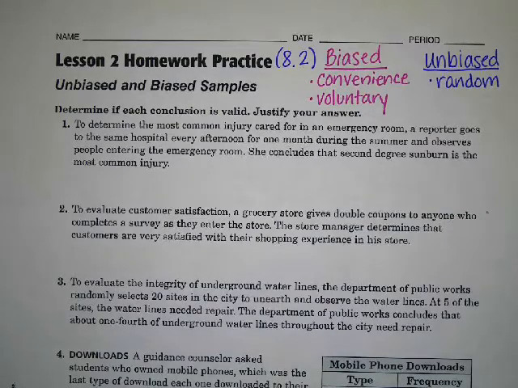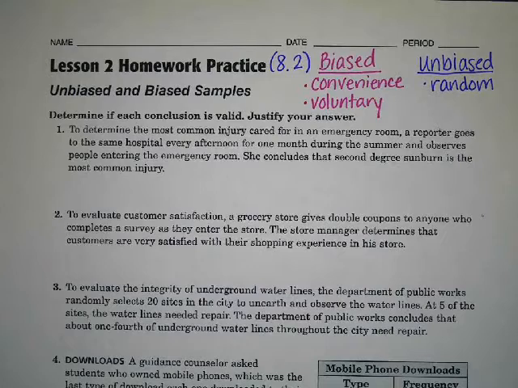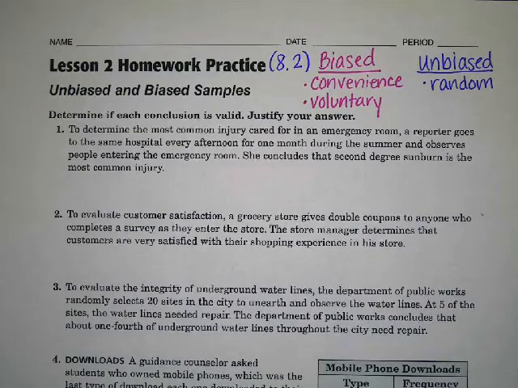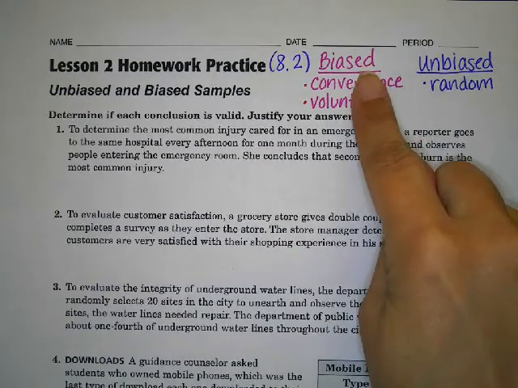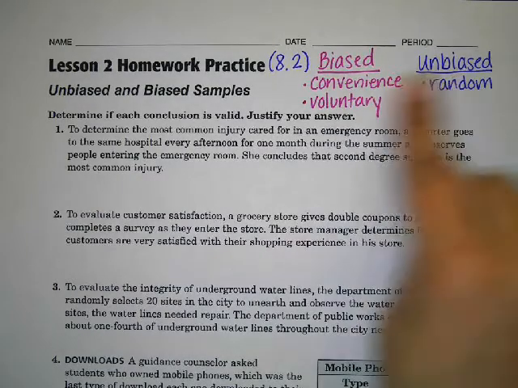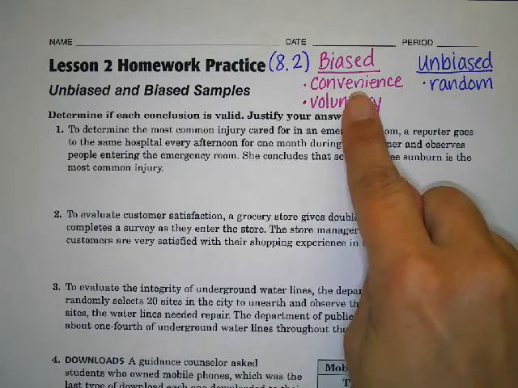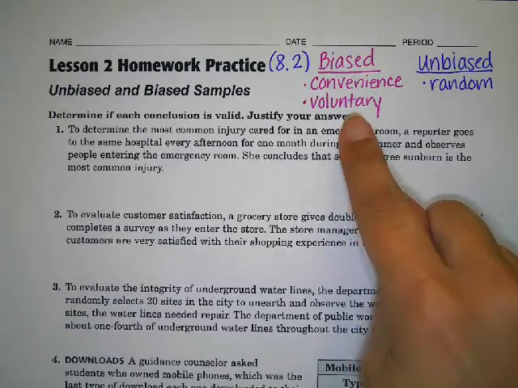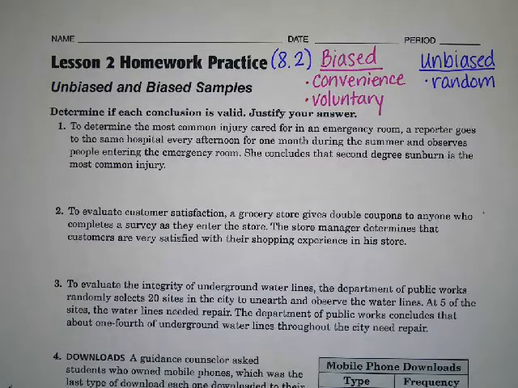Okay, so looking at number 1, on all of these you're going to determine if each one is valid and justify your answer. So your answers are going to be either biased or unbiased. And then if they're biased, you're going to give, is it a convenience sample or is it voluntary? Okay, so you need to be able to explain that.